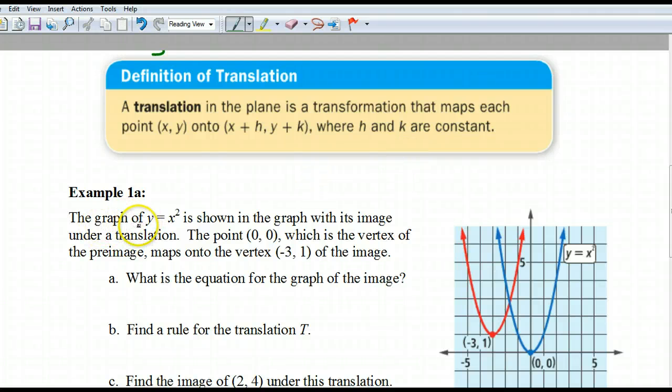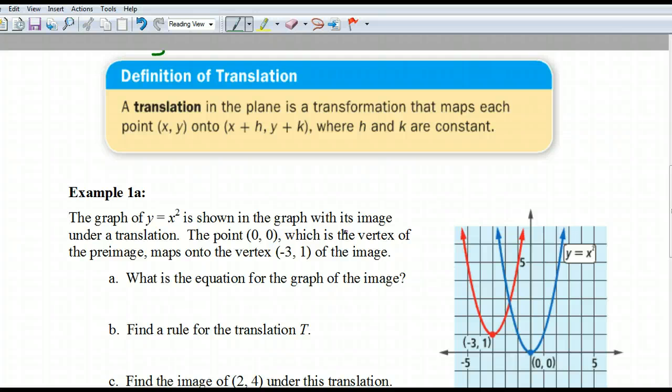We have a graph of a parabola, y equals x squared, with its image under translation. The original's in blue, the translated one's in red. The point (0, 0), which is the vertex of the pre-image, maps onto the vertex (-3, 1) in the image. What is the equation for the graph of this image?